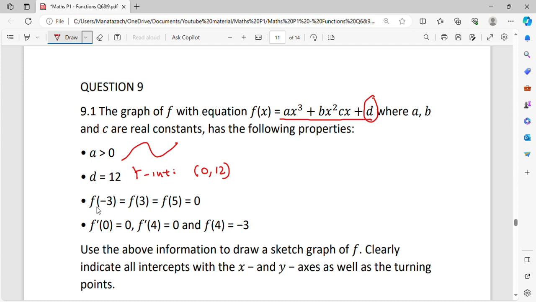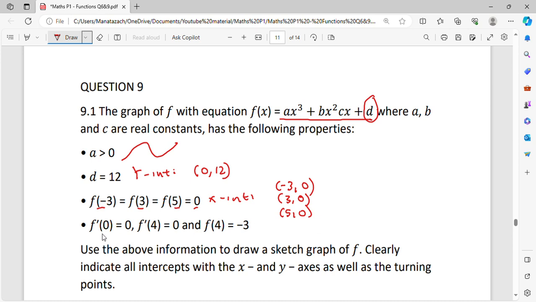And then f of -3, f of 3, and f of 5 is 0. These are the x-intercepts. We'll say the first x-intercept is (-3, 0). The next one is (3, 0). And then the last one is (5, 0).